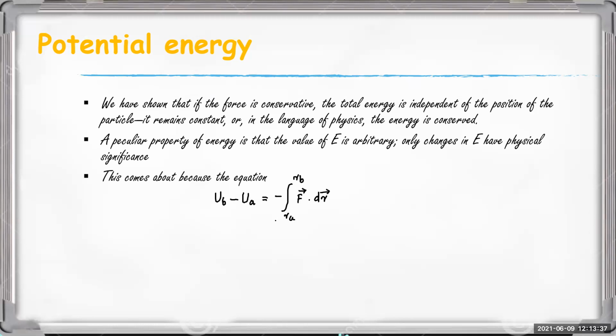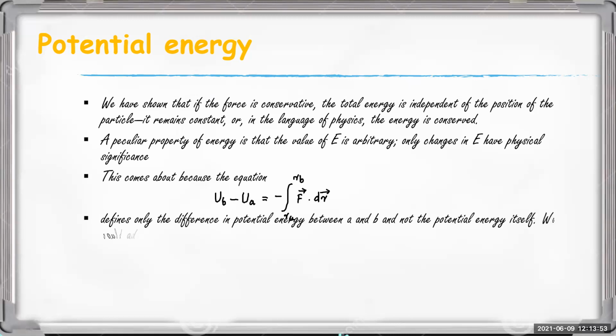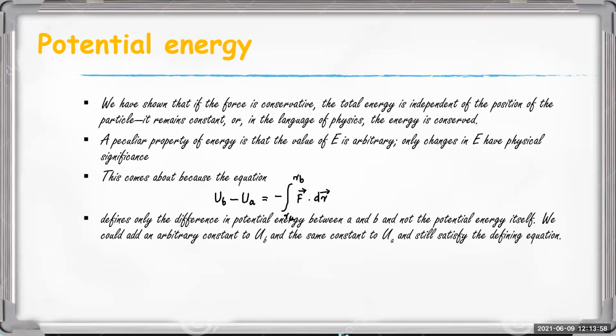This equation defines only the difference in potential energy between A and B, not the potential energy itself. So we could add an arbitrary constant to UB and the same constant to UA, and still it will satisfy the defining equation.